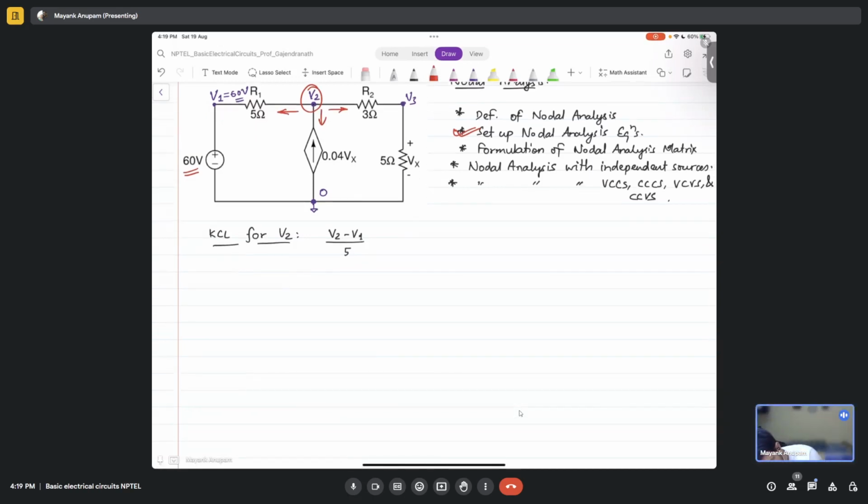V2 minus V1 divided by 5 plus V2 minus V3 divided by 3, right? Correct. What else? What will be this current?